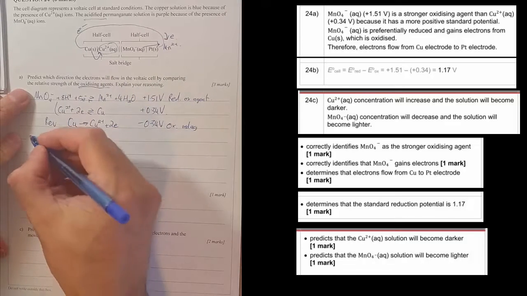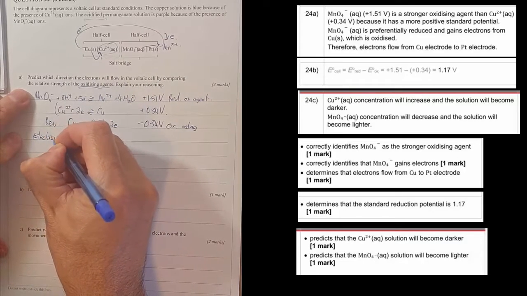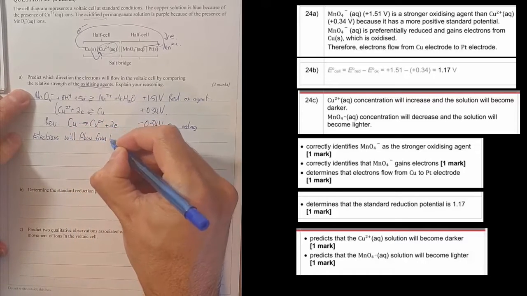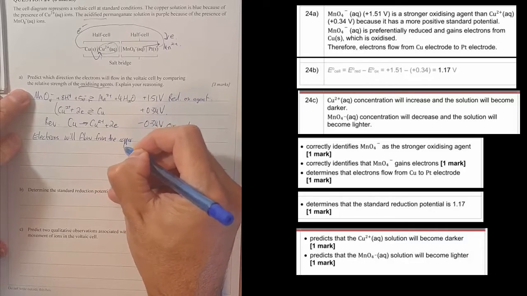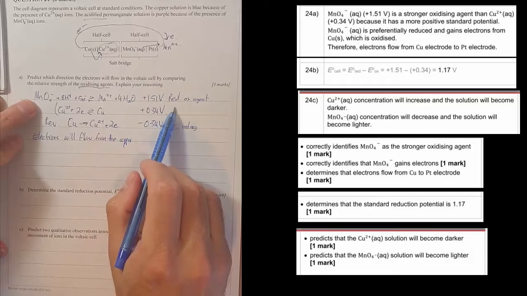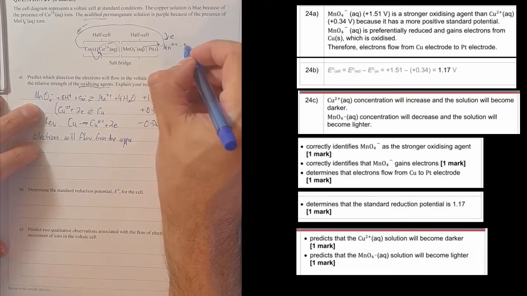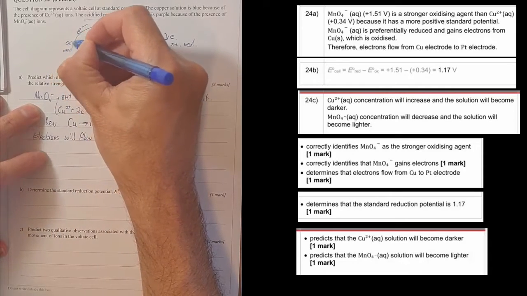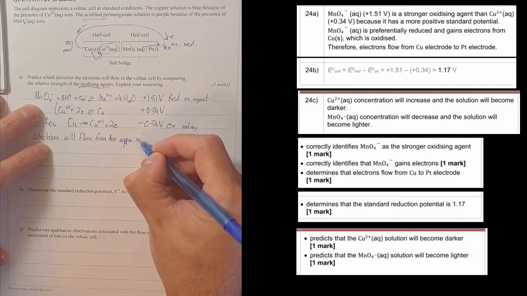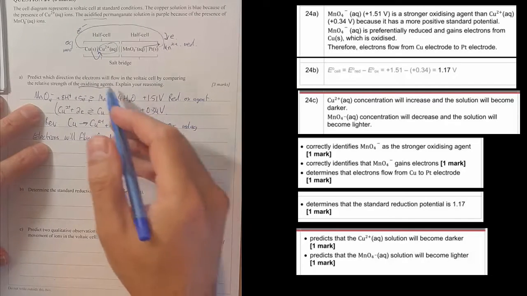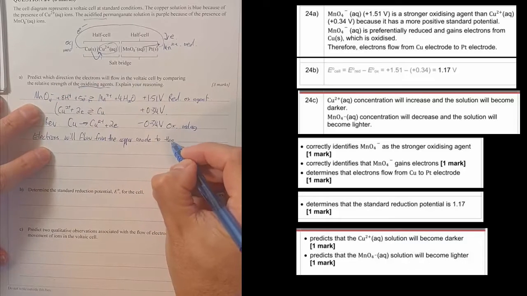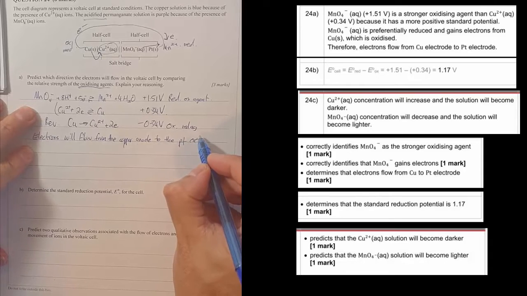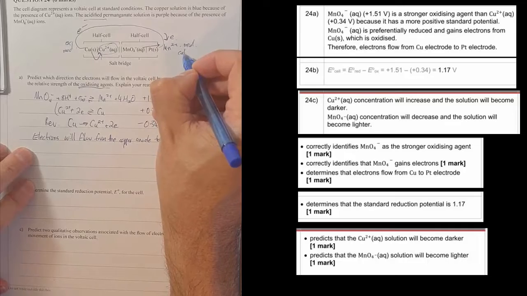All right. So the direction the electrons flow. Electrons will flow from the copper. Reduction occurs at the cathode, so that is reduction. They're losing electrons, so it's oxidation, anode. From the copper anode to the platinum cathode. Did I write cathode in there? No, I didn't.